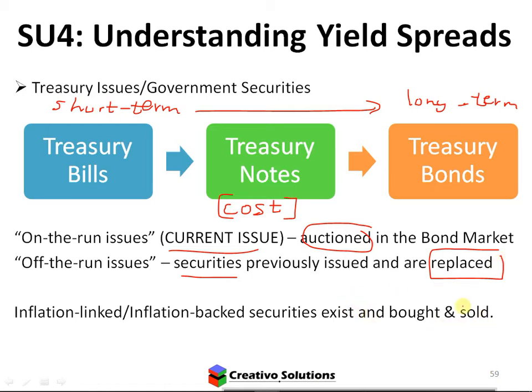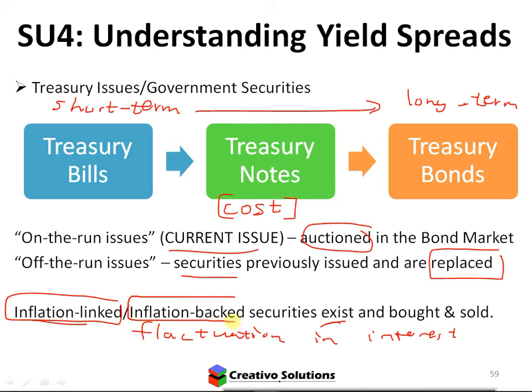Inflation-linked or inflation-backed securities exist and they are going to fluctuate in terms of, fluctuation in what? In interest, because remember they're floating. Their interest payments in terms of inflation-linked will change based on inflation. It could be backed by inflation or linked to inflation.